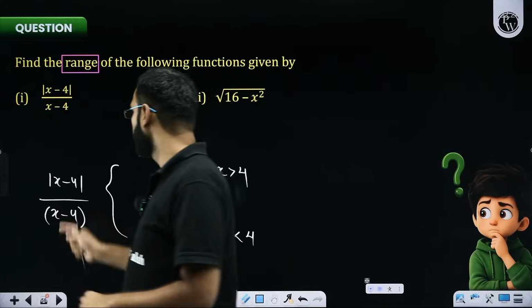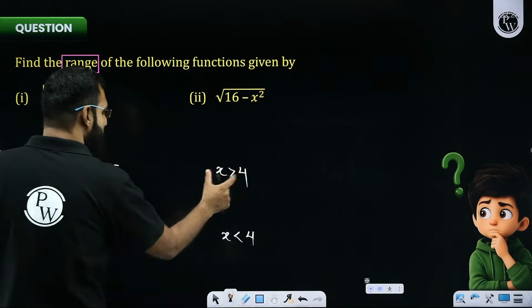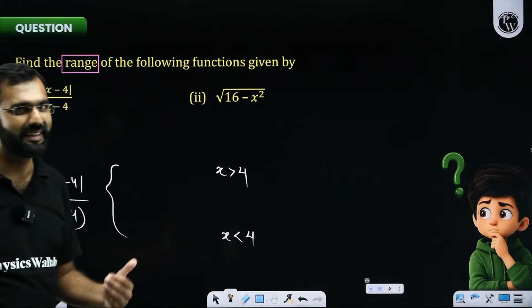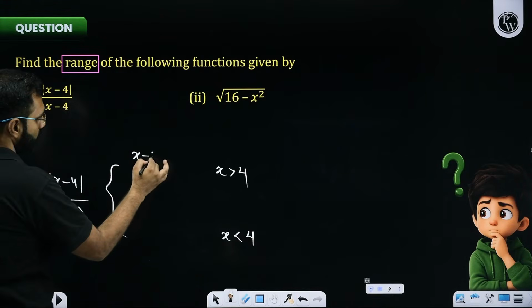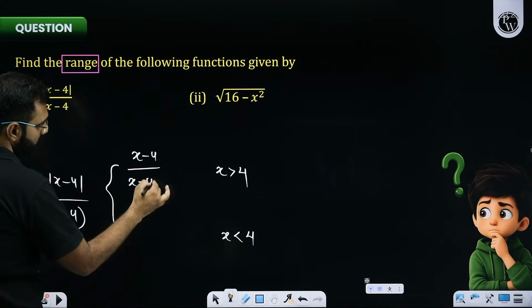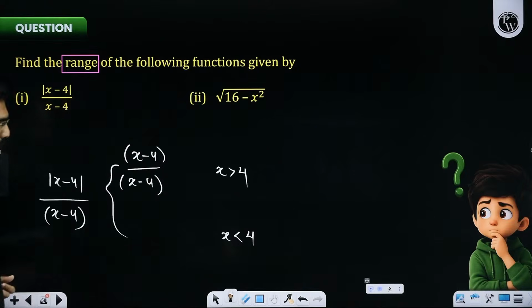Absolutely not. So mod over x minus 4 for all the values of x which are greater than 4 will be simply positive, which means it will give me x minus 4 in the numerator. Denominator is also x minus 4. So I think you got my point, haven't you?